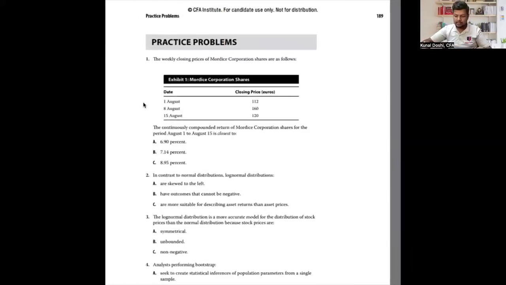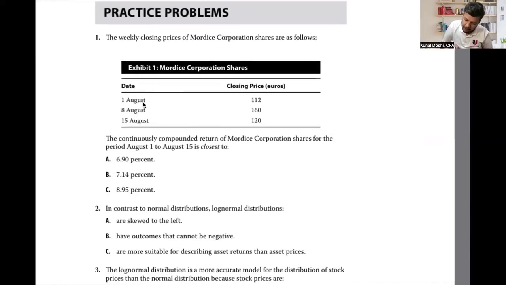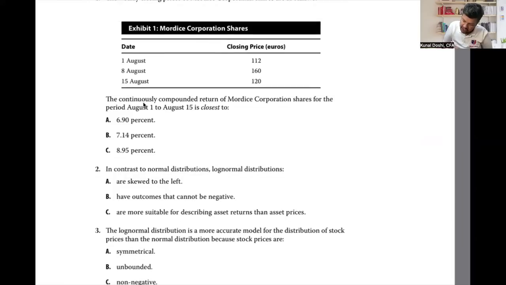Let's see the questions. Number one, the weekly closing prices of these companies are given, dates 1st, 8th, and 15th August. The continuously compounded return. Remember, continuously compounded, you also do in the rates of returns topic. Whenever you see the word continuously compounded, your formula is log natural of ending over beginning. That is your log normal returns. So they've asked me continuously compounded return for shares for period August 1 to 25.